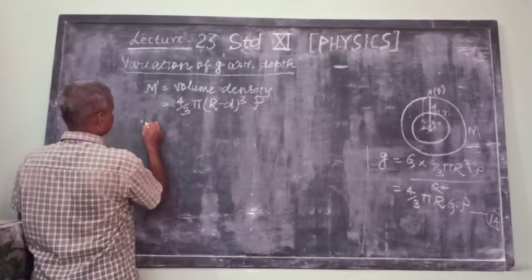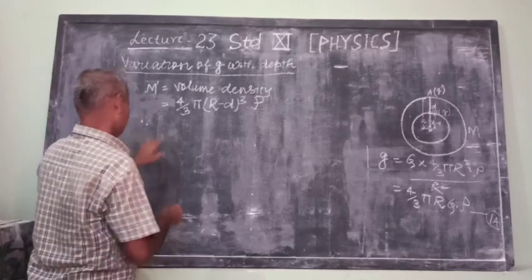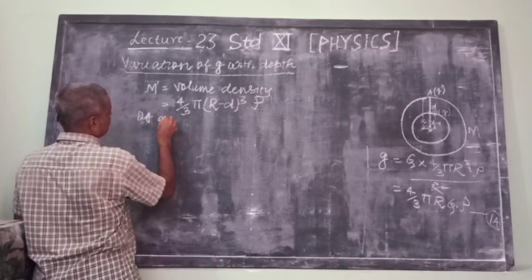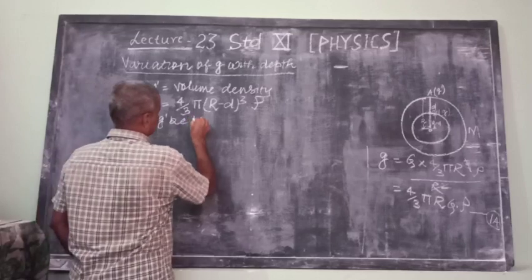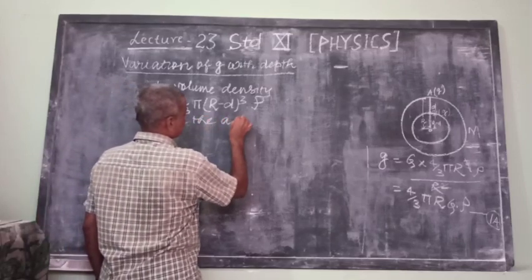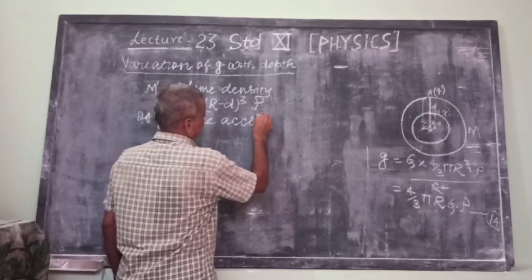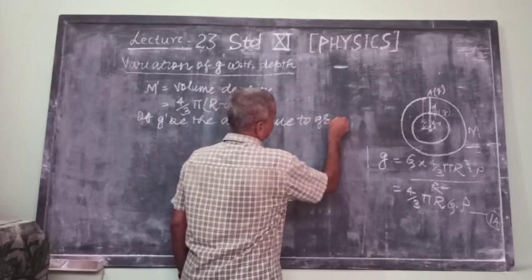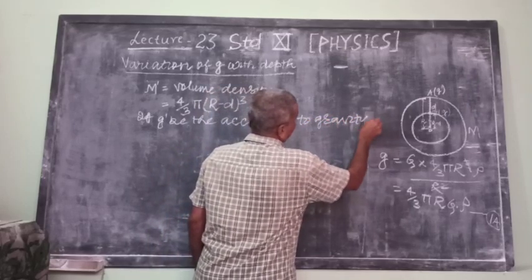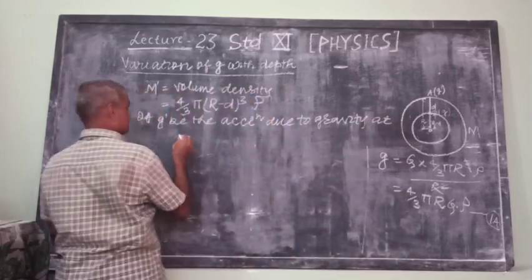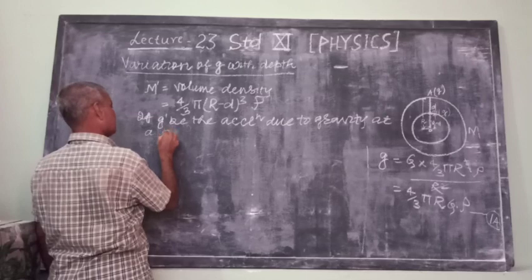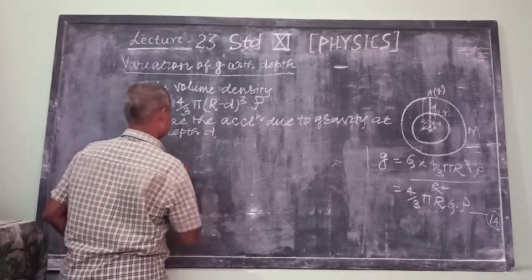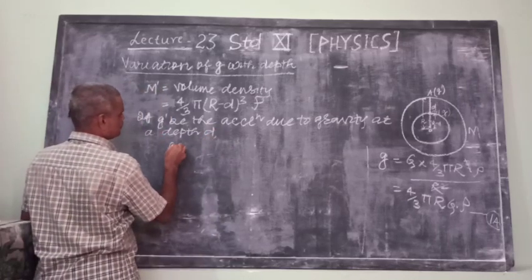If g dash be the acceleration due to gravity at a depth d, then g dash will be how much?